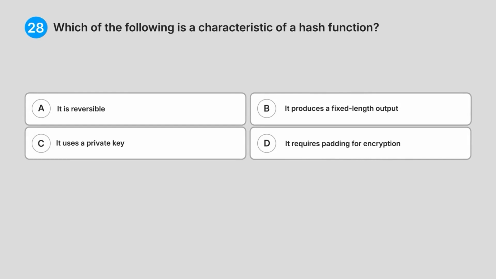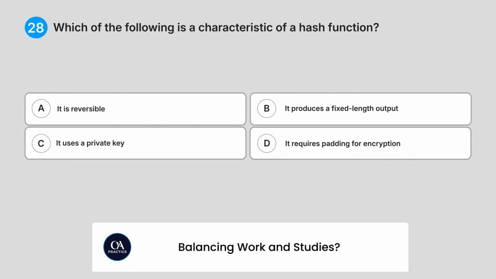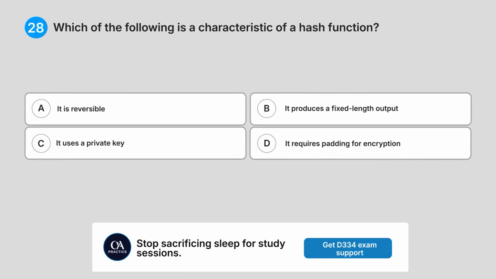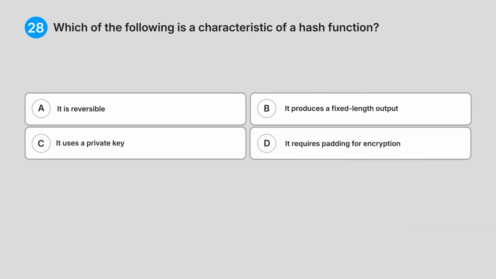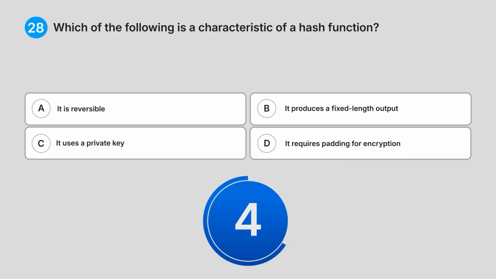28. Which of the following is a characteristic of a hash function? A. It is reversible. B. It produces a fixed length output. C. It uses a private key. D. It requires padding for encryption. What do you think is the answer?